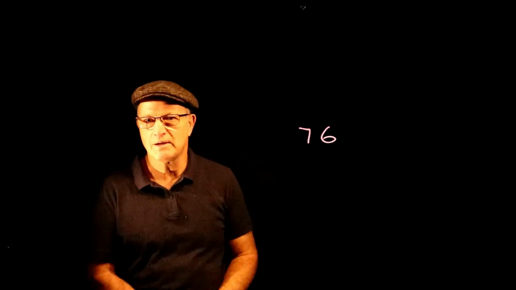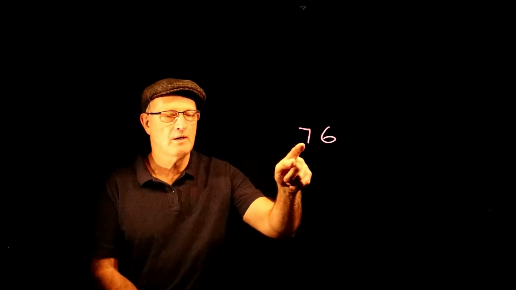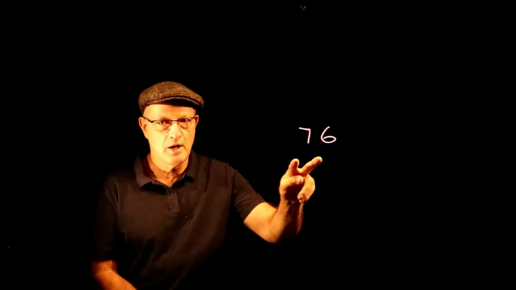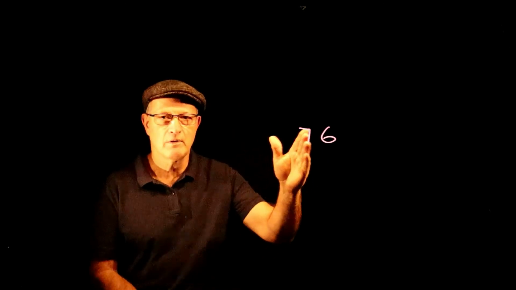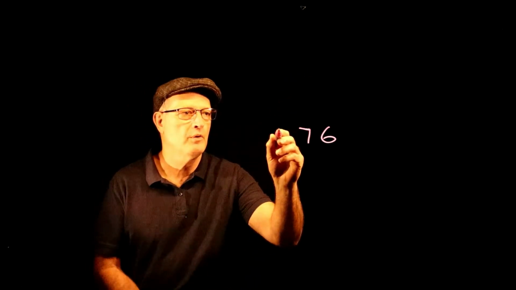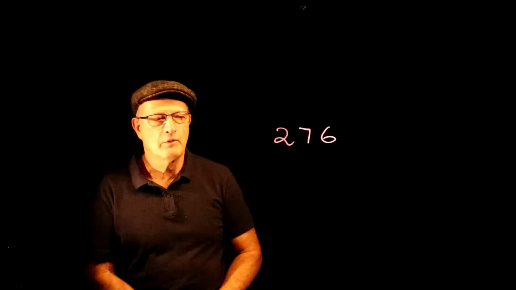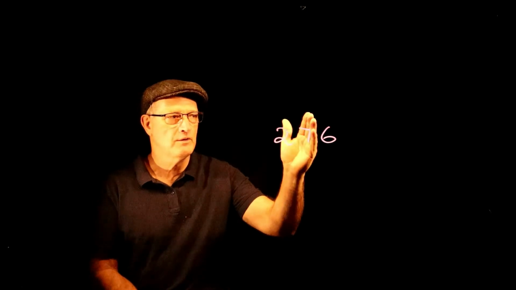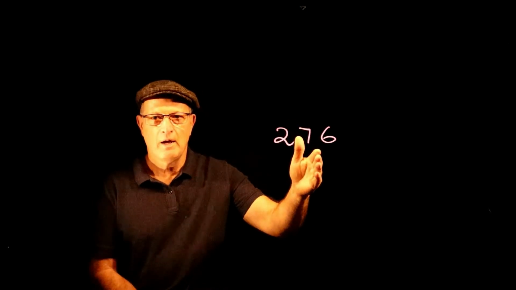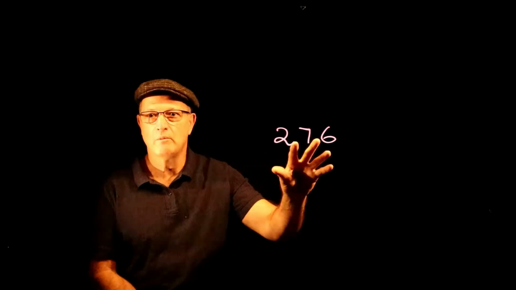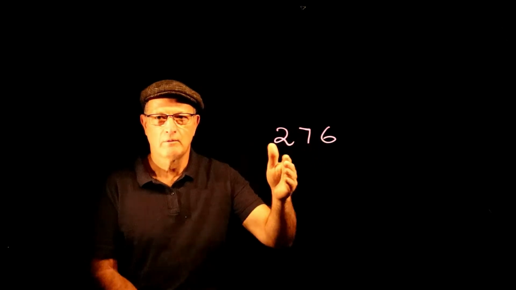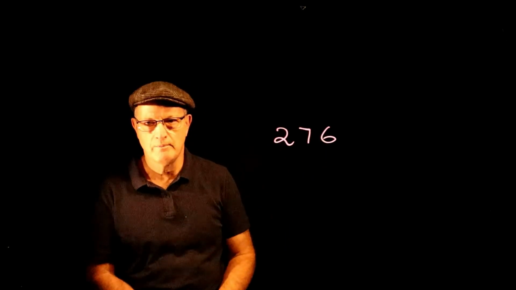Now I've got 76. That's quite a few more. 70, 7 tens and 6, 76. Still a 2-digit number made with the digit 7 and the digit 6. Now if I take another one of our 10 digits and I put a 2 in front of that, now I've got a digit 2 in the hundreds place, a digit 7 in the tens place, and a digit 6 in the ones place. That's a 3-digit number because it's made with 3 digits, and it's 276. So it's 76 more than 200.